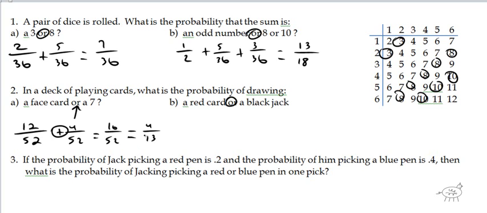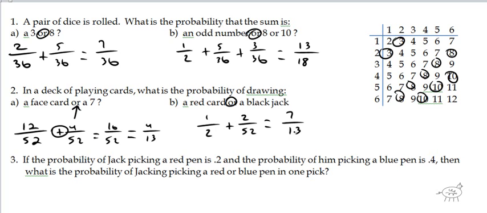Okay, what's the probability of getting a red card or a black jack? Again, completely separate events, no overlap at all. Probability of getting a red card, half of them are red. Okay, a black jack, there are only 2 black jacks, the jack of clubs and the jack of spades. So 2 out of 52. And so our answer for this one is 7 over 13.